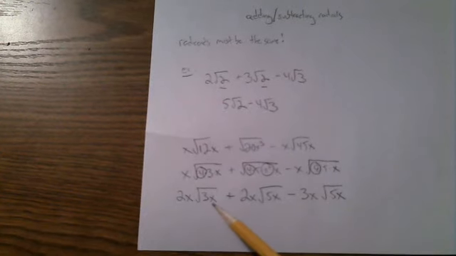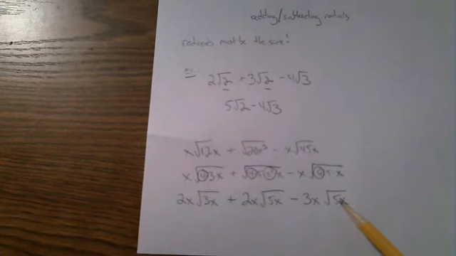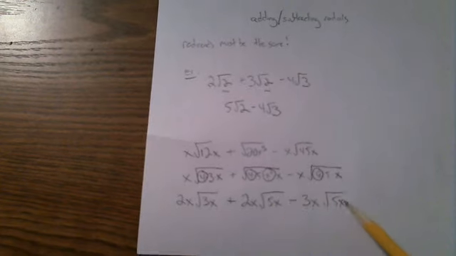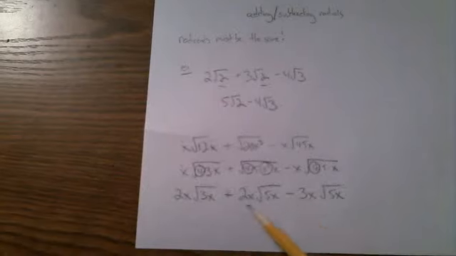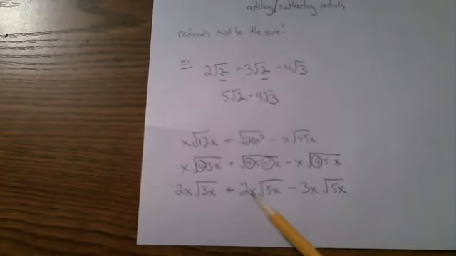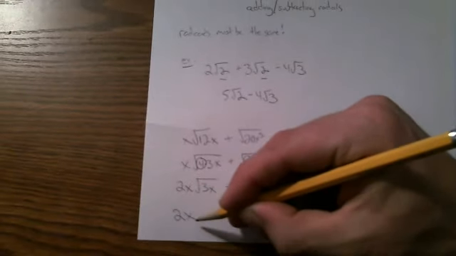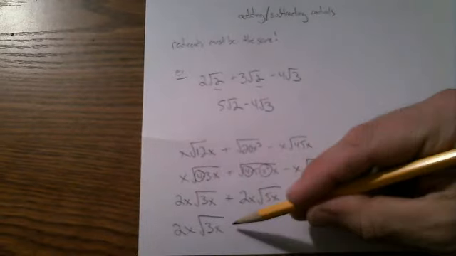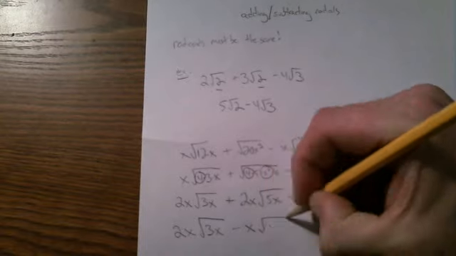So now we have to look at the radicands first. 3x, 5x, 5x. So these two radicals I can add together because their radicands are the same. But we have to verify that the coefficients are also like terms. And in this case, they are. 2x minus 3x is negative x. So let's just copy the first term, 2x radical 3x. And then we'll combine these coefficients. Negative x radical 5x.